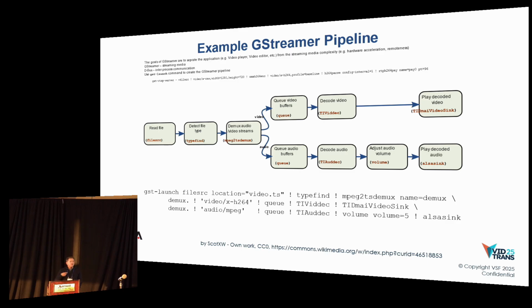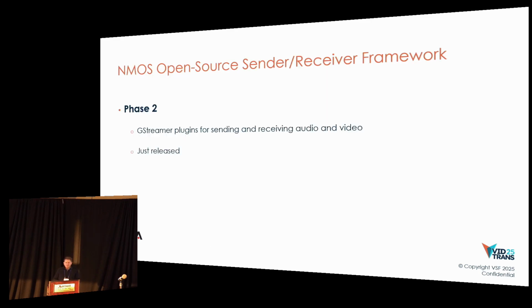So what was our goal? Well, to develop a couple of GStreamer elements, one source and one sink element, so that we could create a pipeline for sending, a pipeline for receiving, and then we could use NMOS to connect the sender to the receiver, and data would flow. So this is what we did, and we released a month ago at tops, phase 2 of this development, including the GStreamer plugins. You just go to GitHub, look at the README file, and very quickly you can have this running.